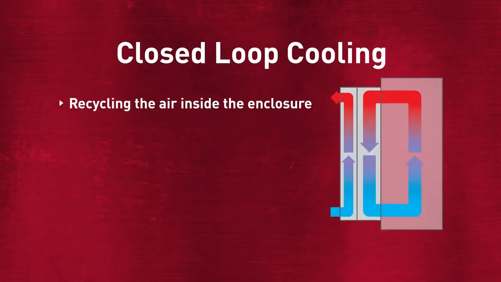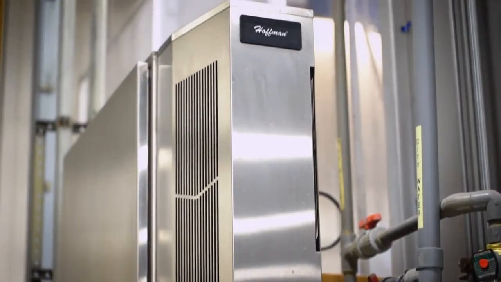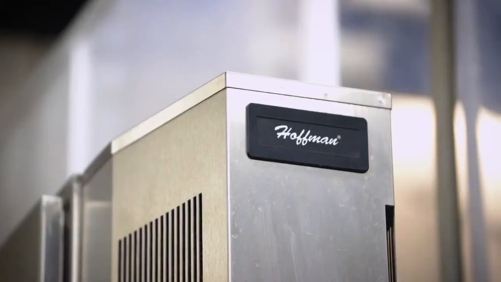In a closed loop situation, what you are doing is you are recycling the air inside the enclosure. And by recycling the air inside the enclosure, that means you're not introducing moist outside air into the enclosure, protecting your equipment from dangerous contaminants and dust. Closed loop cooling doesn't have to be an air conditioner. It can be a heat exchanger as well. But the big thing about closed loop cooling is maintaining the integrity of the air inside the enclosure.